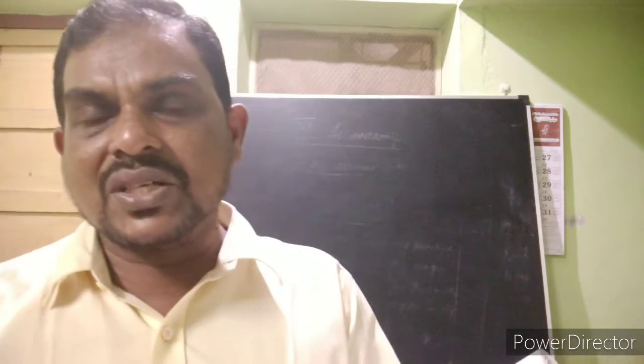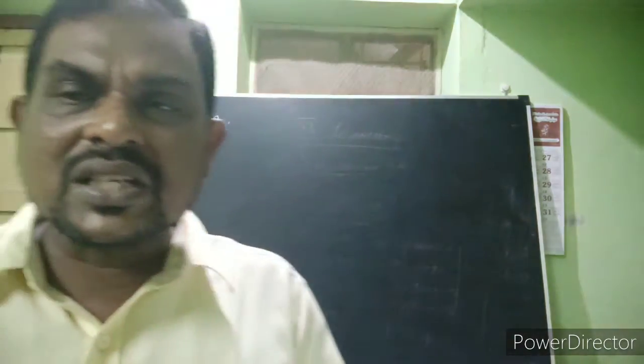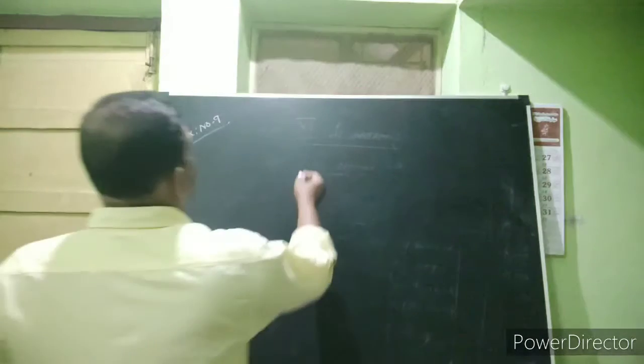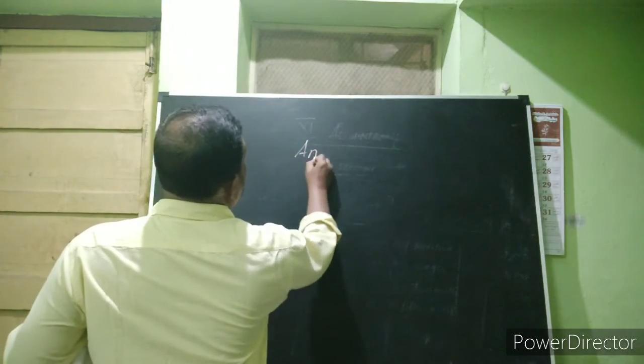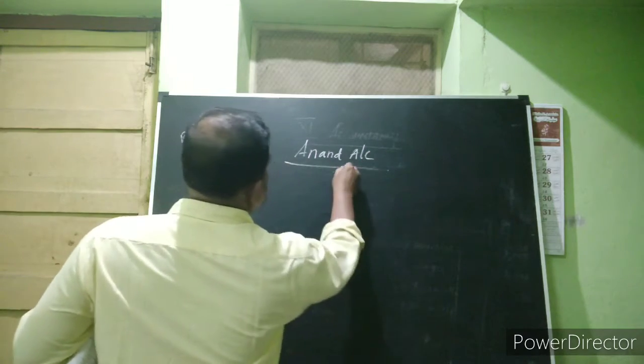So we have to prepare only Anand's account without preparing the journal entries. But he has given the transactions. Based on the transactions, we would prepare the journal entries, but no need to prepare the journals. We have to prepare only the ledger account. Whose ledger account? Anand's ledger account. So here the name of the account is Anand, A-N-A-N-D, Anand account.